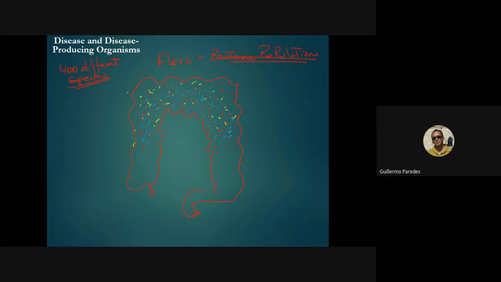All right, so now we have 400 different species that are living in this geographical area, in this colon. So that means that these species of bacteria are going to be under competition. They are going to compete between them. They are going to compete for space and for food. It's like an ecosystem in the forest. The ecosystem reaches its balance. And when the ecosystem in the forest reaches its balance, there are not too many wolves versus too many deer. It's going to be always in balance. Right? We okay with that?